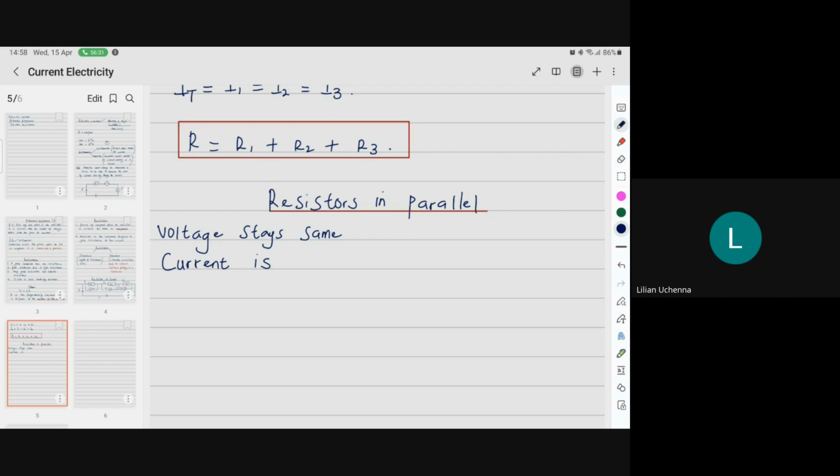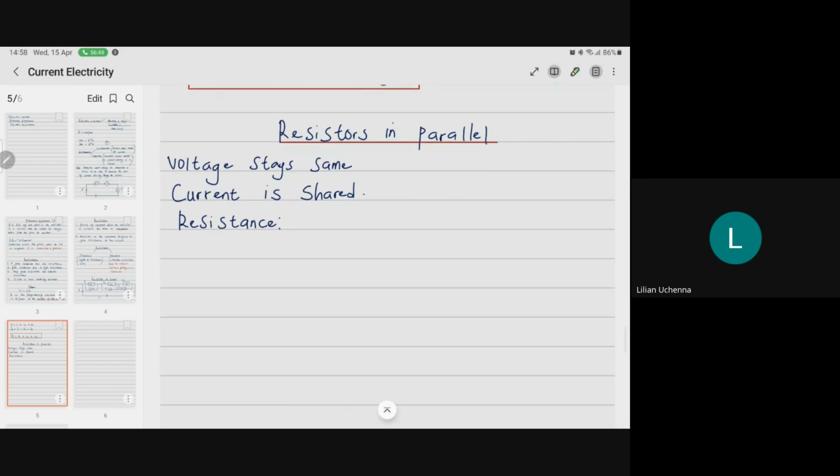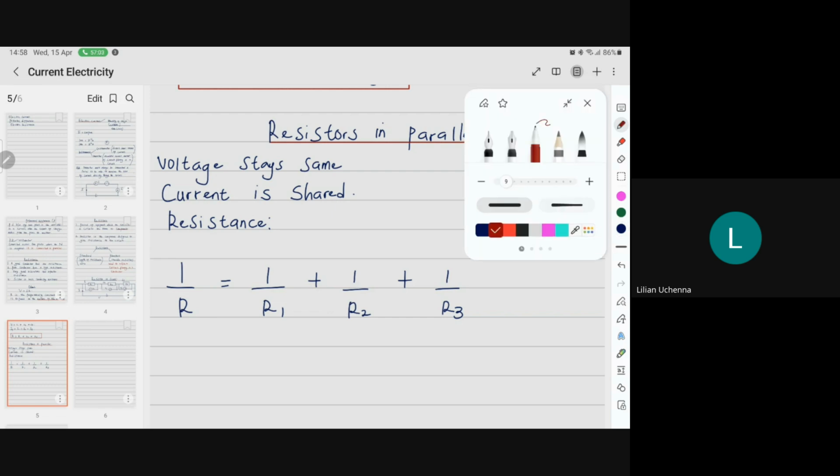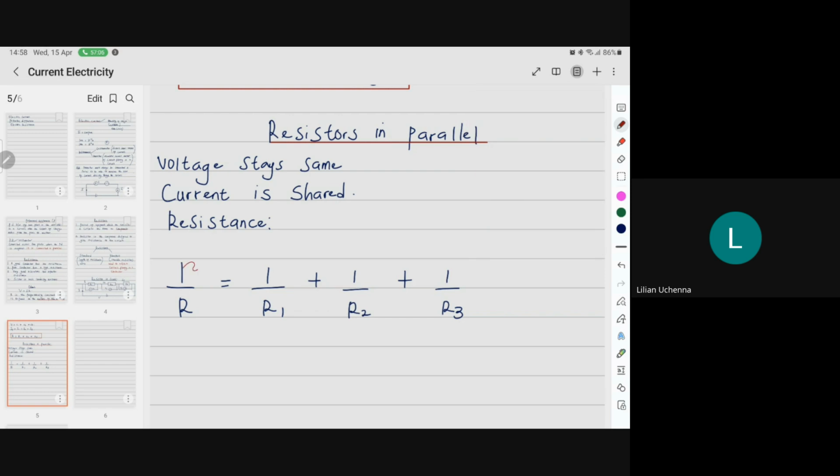All right. So voltage is shared and current is as well. Current is shared. Now for your resistance, we're expecting to have that 1 over R will be equal to what? 1 over R1 plus 1 over R2 plus 1 over R3. All right. So that is exactly what will be expected of us in a parallel connection.